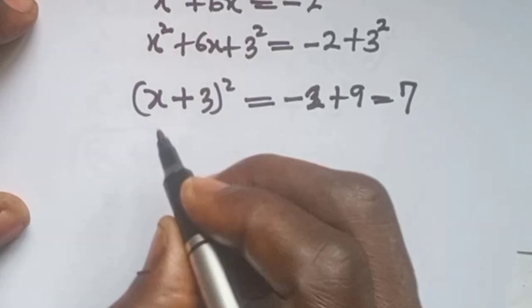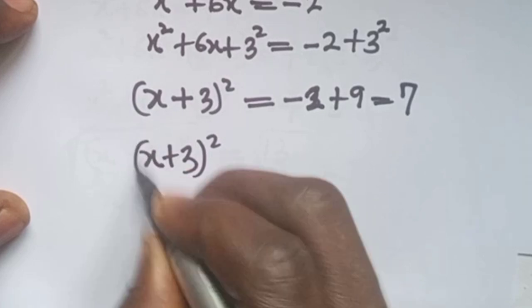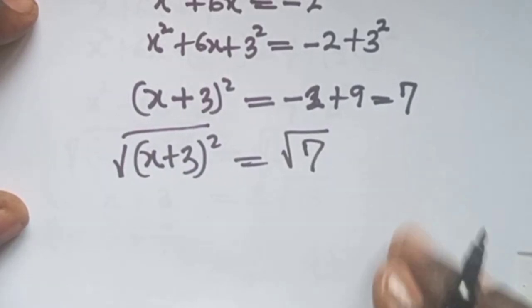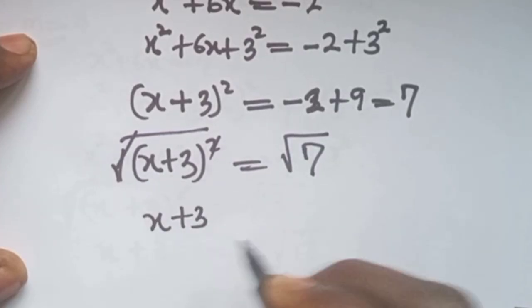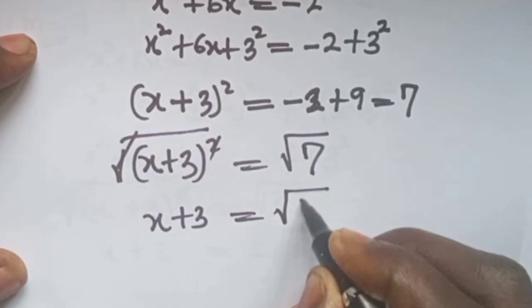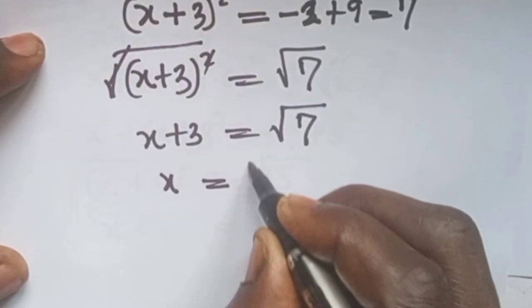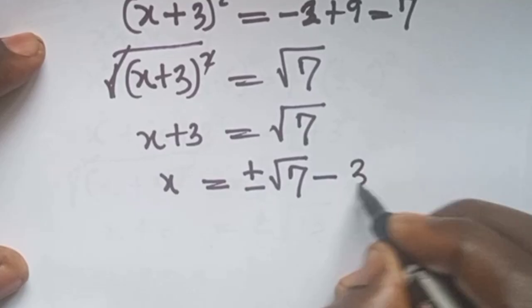If we take the square root of both sides, the square root of (x plus 3) to the power of 2 equals the square root of 7. The square root and the square cancel out. x plus 3 equals plus or minus the square root of 7, so that x equals minus 3 plus or minus the square root of 7.